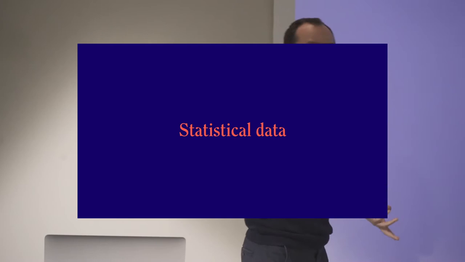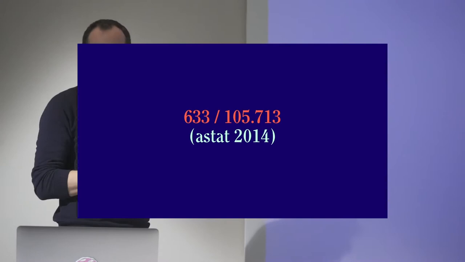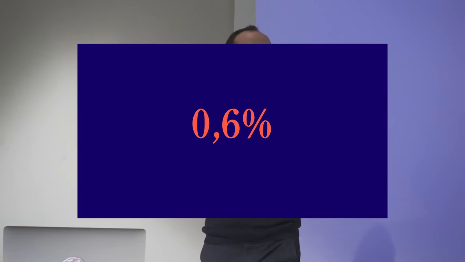So we made this project. But the first thing we made was, okay, let's look at the famous data. What does the data say? How many people from China live in Bolzano? And the answer is 633 over 105,000 citizens. So it means 0.6 percent. This number would be enough just to debunk any kind of distorted perception.